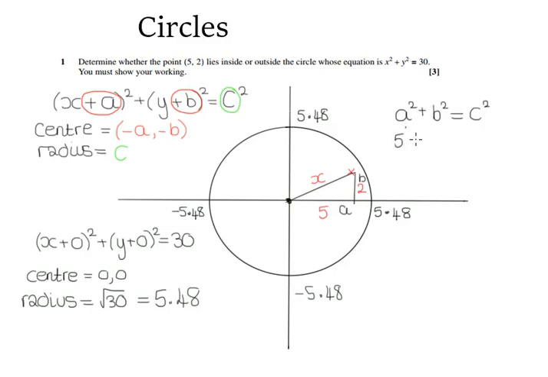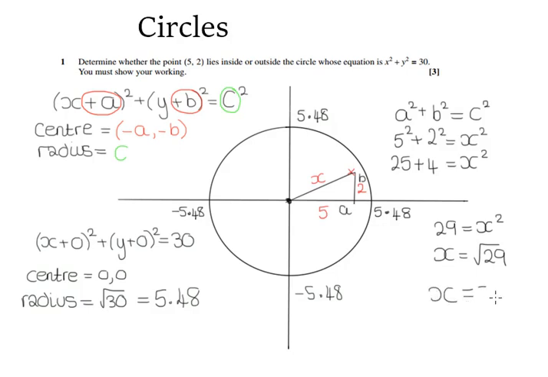So here we'd have 5² + 2² = x², which is 25 + 4 = x², which is 29 = x². So if we want to find the value of x, our last step is to square root this. So the square root of 29 is going to give me 5.38. Brilliant. So because this value of x here is less than 5.48, and it's actually 5.38, we know that this point will be inside the circle because it's less than the radius. Brilliant. Well done.